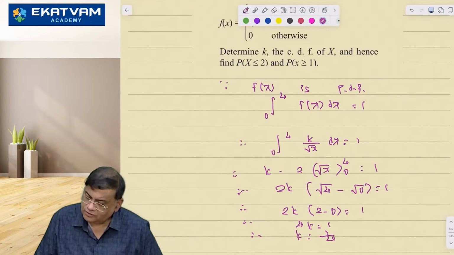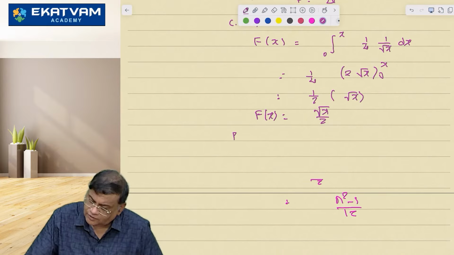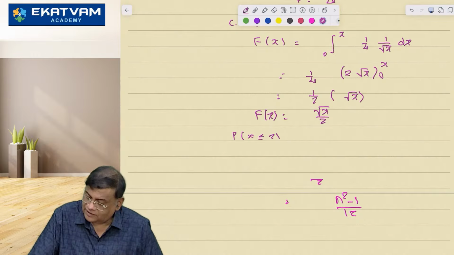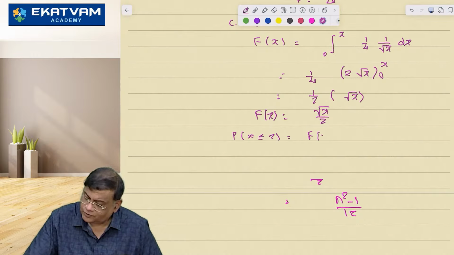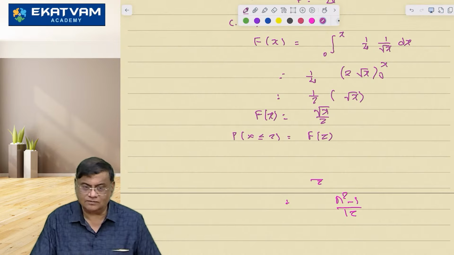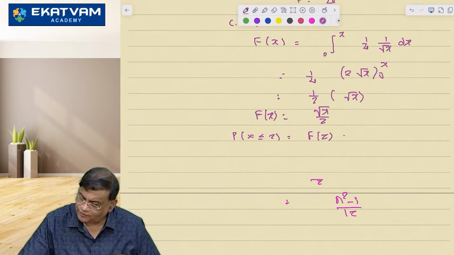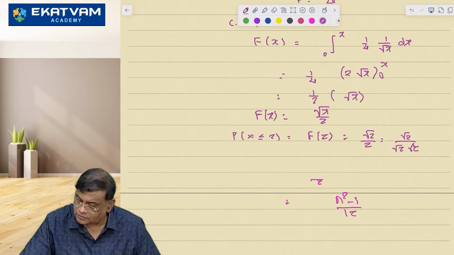Now you want probability of x is less than or equal to 2. But less than or equal to is nothing but f of 2. They have said hence, meaning using CDF. If you find it by integration you will get only 0. They have said use CDF, so it is f of 2, which is root 2 over 2, root 2 root 2, root 2 cut root 2.